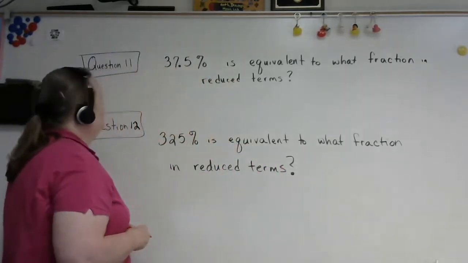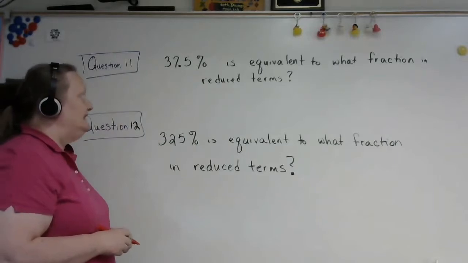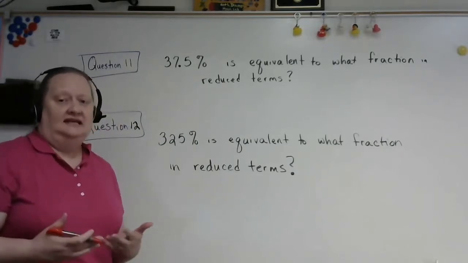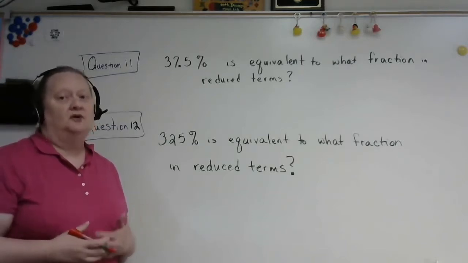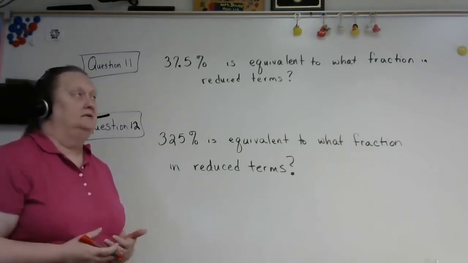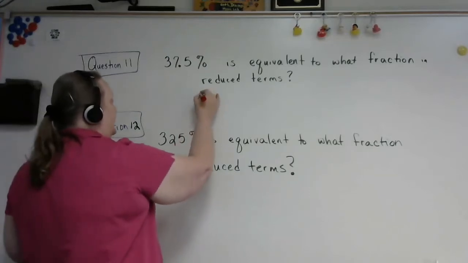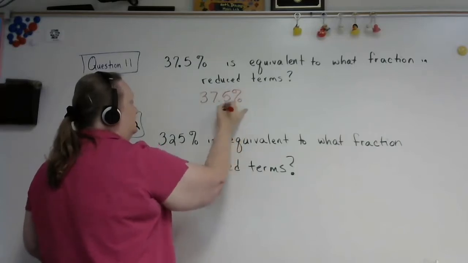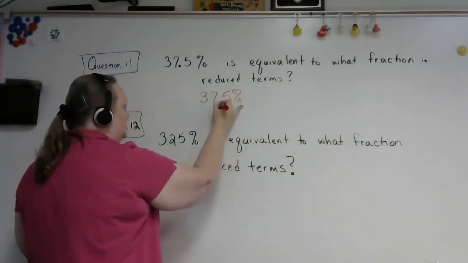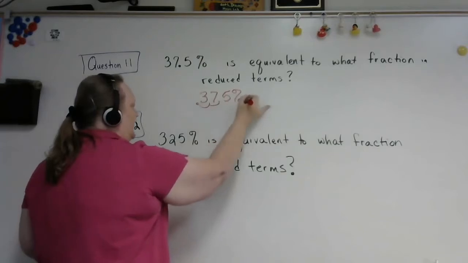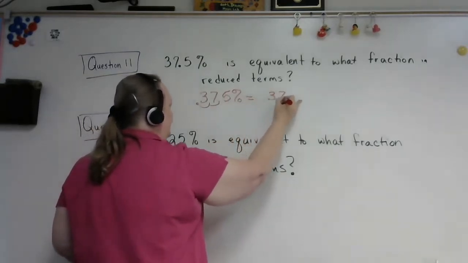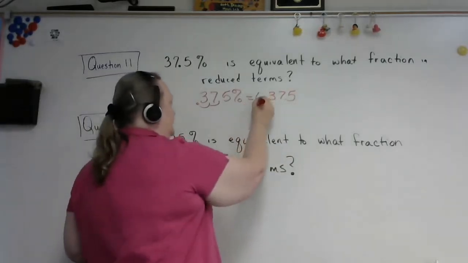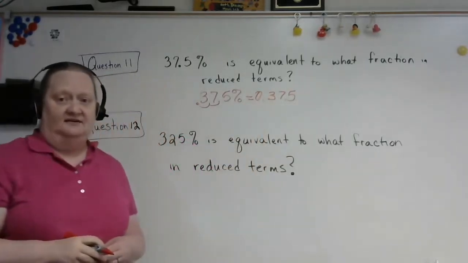Question 11 says, 37.5% is equivalent to what fraction in reduced terms? And again, because it has a decimal, I'm going to convert it to a decimal before I convert it to a fraction. So I'm going to take 37.5%, and because it's a percent, I'm going to move the decimal back 2 places, 1, 2. So that gives us 0.375 as a decimal, or if you want to write the 0, that would be 0.375.